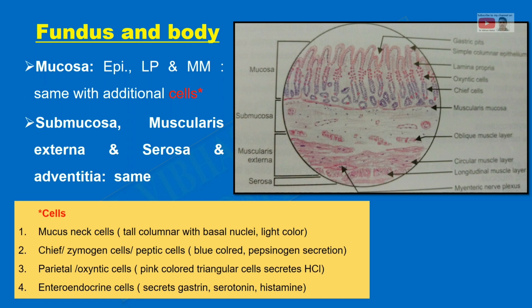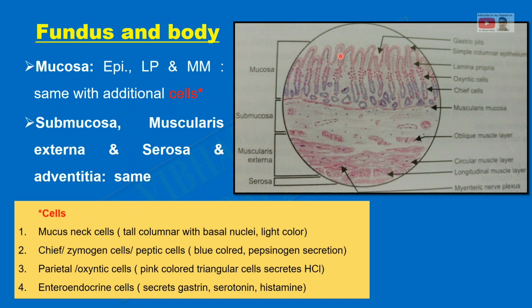Now we're going to discuss the histology of the fundus and the body of the stomach. As we have discussed, the mucosa, submucosa, muscularis externa and serosa or adventitia of the fundus and the body are the same, but in the mucosal layer here we have some additional cells. These cells are the mucous neck cells, chief zymogen cells, parietal cells, also known as oxyntic cells, and endocrine cells. One by one we are going to discuss these cells.